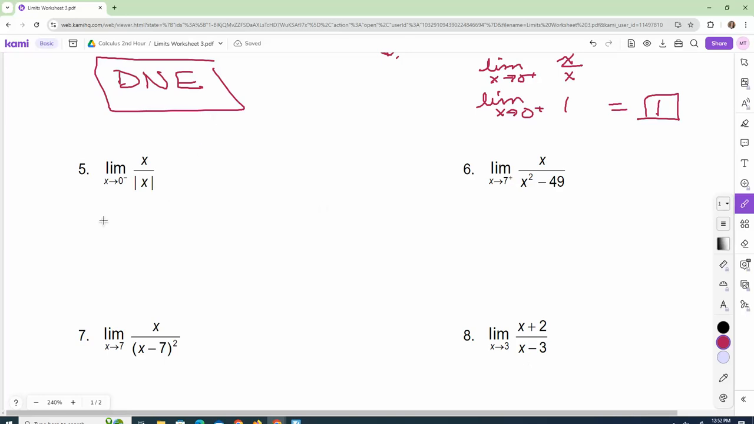If you are approaching from the left, so it's a negative number, the absolute value of a negative number is positive, so it's the opposite of what I put in. So that's the limit as x approaches 0 from the left of negative 1, which is negative.